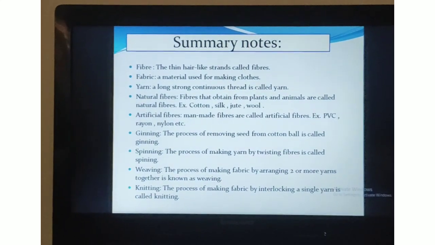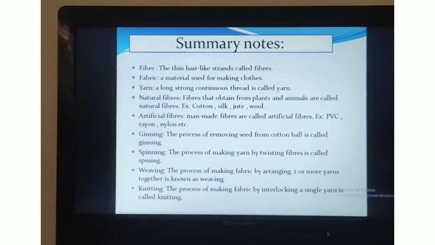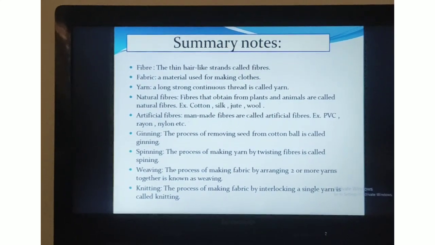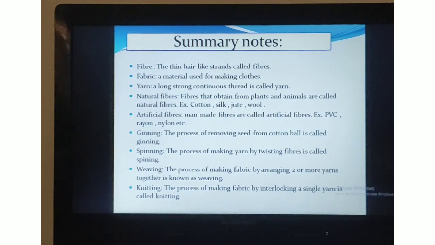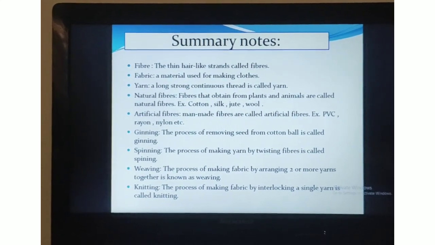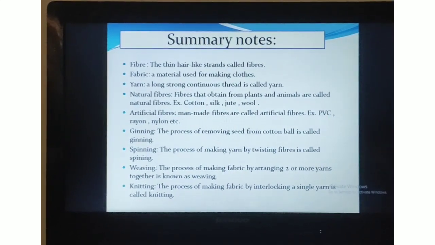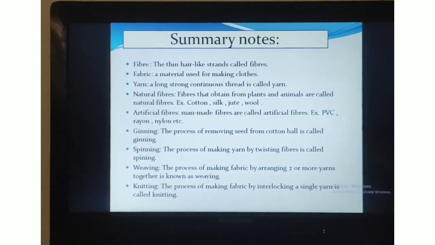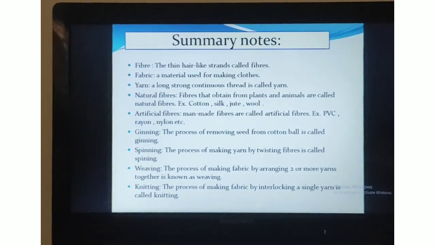Understood? I hope you understood the whole chapter. And still if you have any doubt, you can ask me. You are always welcome. And if you want to note down these notes, you can note them down. Next time I will come with the explanation of its exercise.